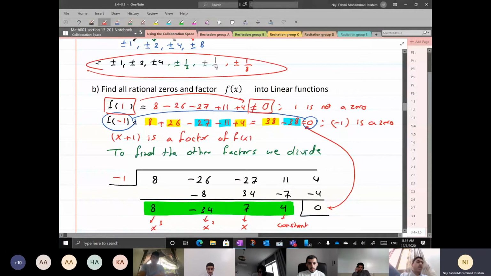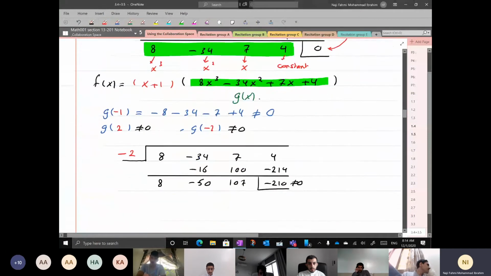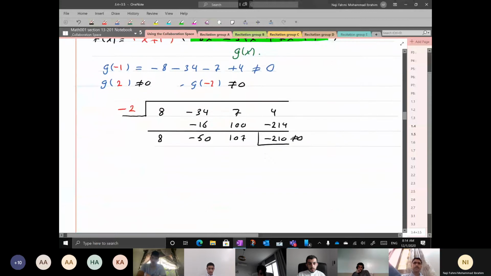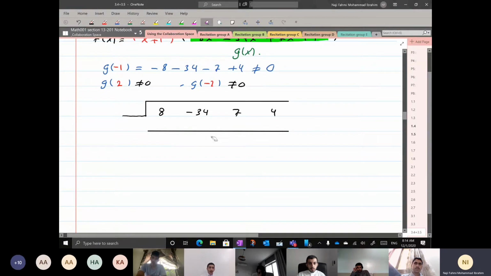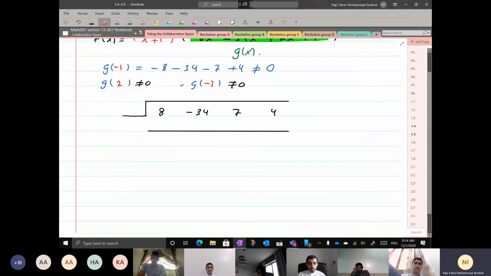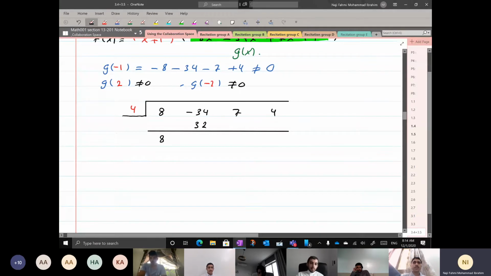4. I will try 4 now. Hopefully that 4 is a 0. Now you may tell me that the calculations are long. Is there a shorter way? Well, unfortunately, the answer is no. So we have to find now the 4. Divide by 4. What do we get? 8, 32, -2, -8, -1, -4. Excellent. Did we reach a 0 or not? Yes.